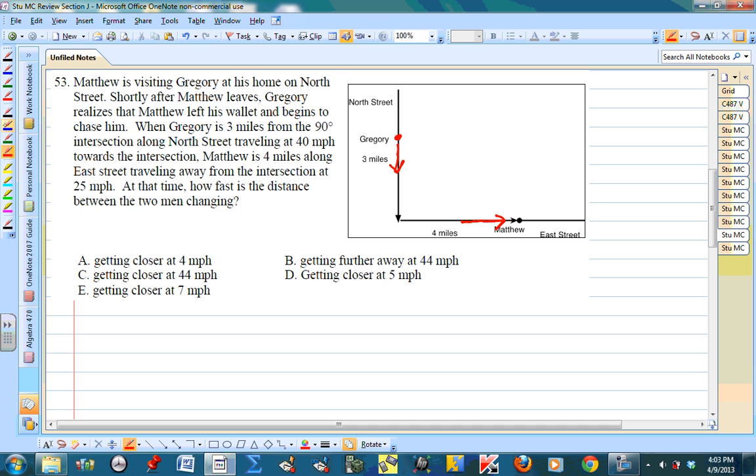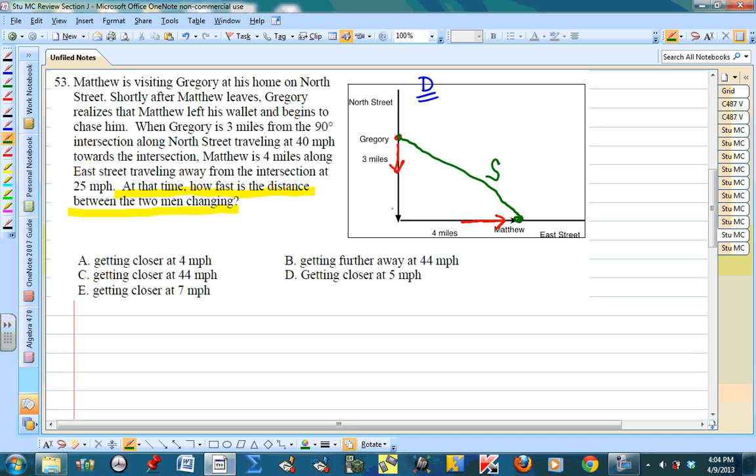Now, fortunately for us in this problem, the diagram is provided for us. Now, they ask a question here about how fast is the distance between the two men changing? Well, remember the distance between 2 points is measured on a straight line. So we're going to say the distance from Gregory to Matthew on a straight line, and let's call that S. So slanted, hypotenuse, diagonal, whatever letter you want to use is fine.